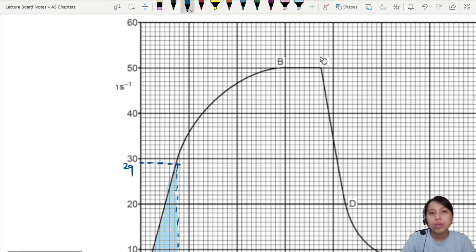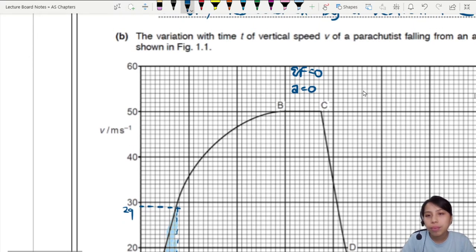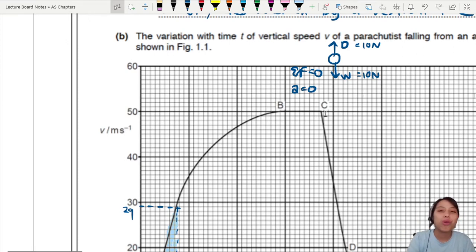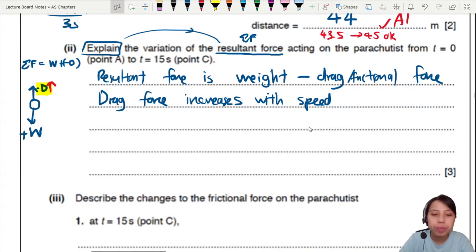Here, no acceleration already. Gradient is 0. Why? Net force is 0. Why? Because at this point C, B to C, the weight downwards is exactly the same as the drag force upwards. Maybe this one is 10 Newton. I don't know, I just create a value. 10 Newton. Cancel out. No more resultant force. So we're going to say drag force increases with speed.